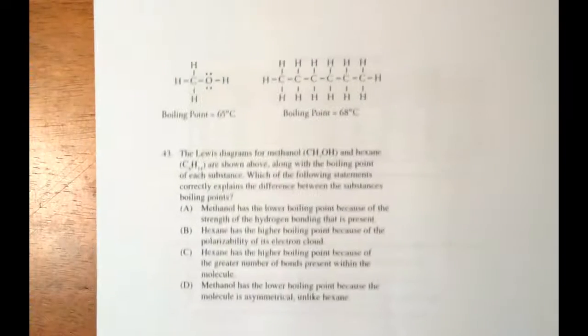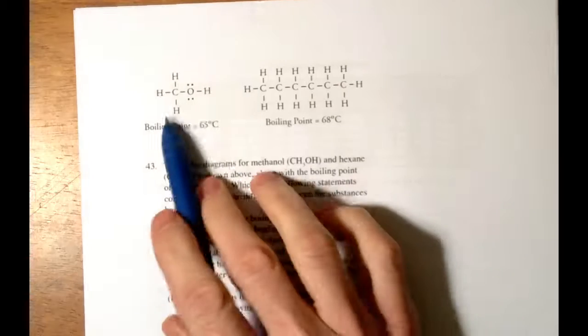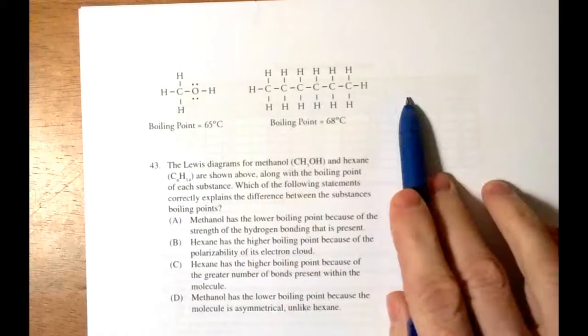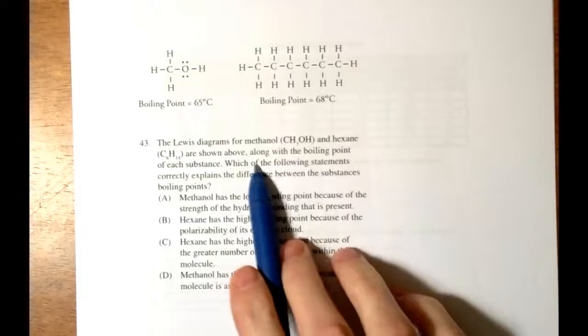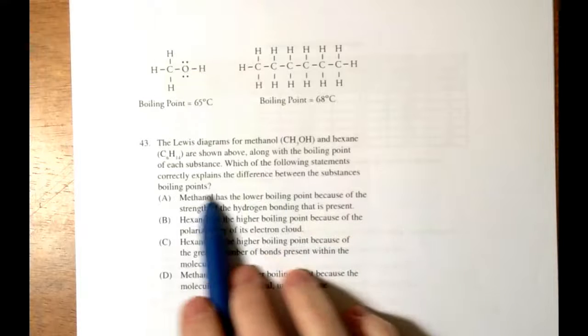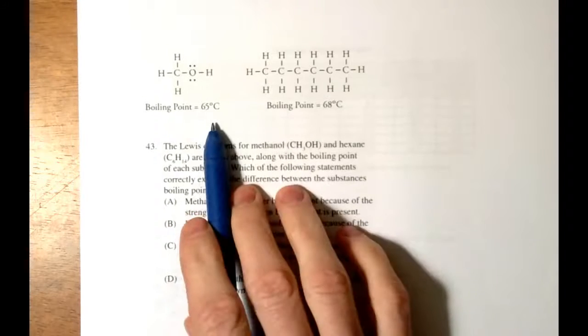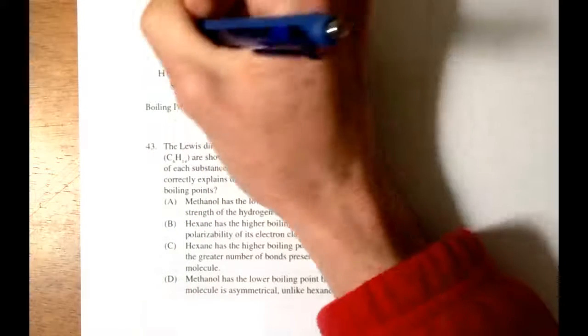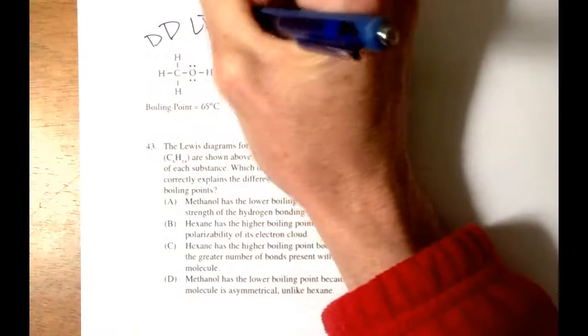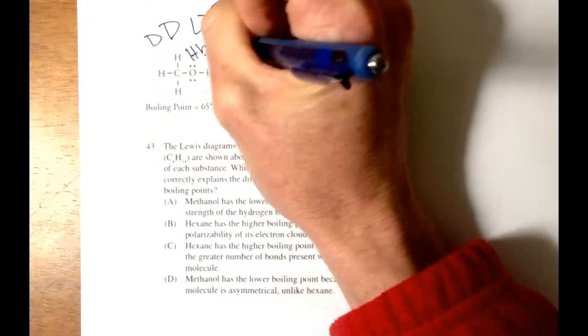One problem on this sheet, we're given methanol and this long hydrocarbon. Which of the following statements explains the difference between the substances' boiling points? Now, this is a discrepant event. This can dipole-dipole, it can LDF, and it can hydrogen bond.